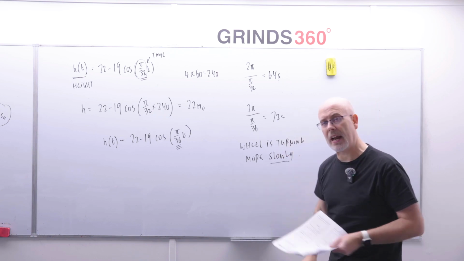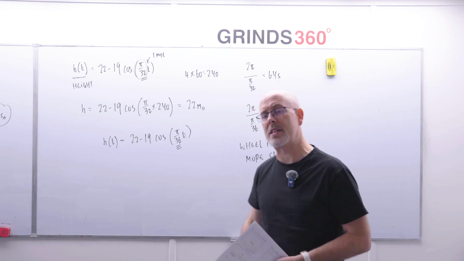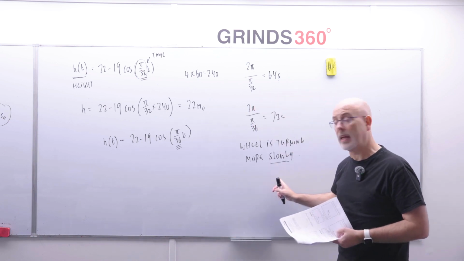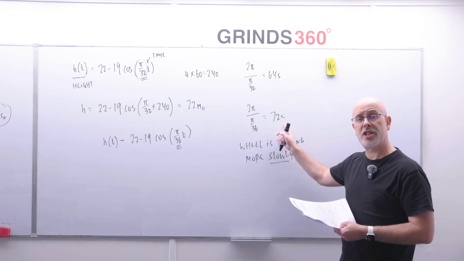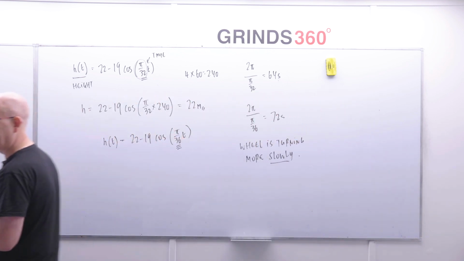You must make it clear how. Don't just put these numbers down. You were asked how the movement of the wheel has changed. It's now turning more slowly. It's taking longer for the wheel to complete one full revolution. So that's a nice little question that brings a lot of this together.